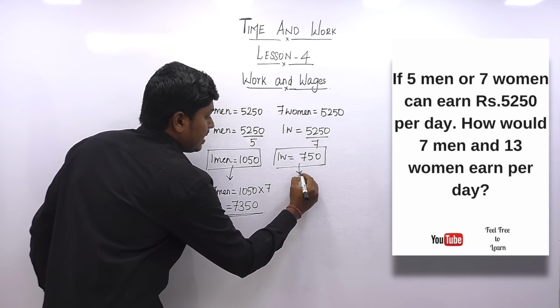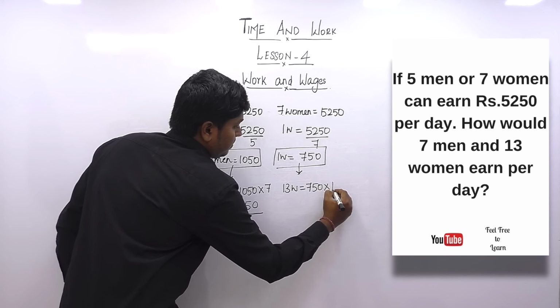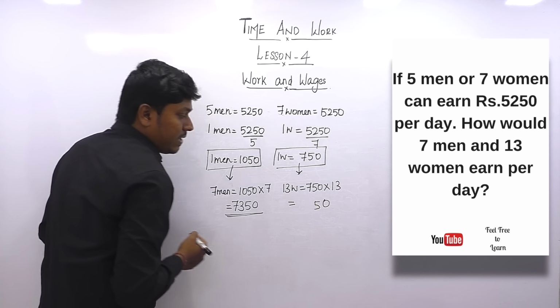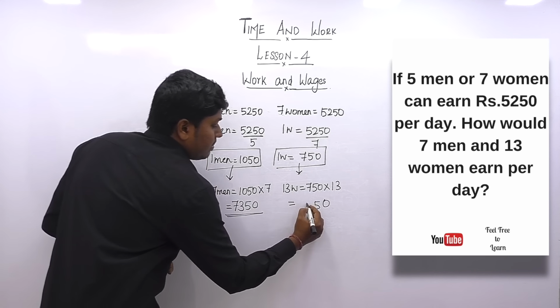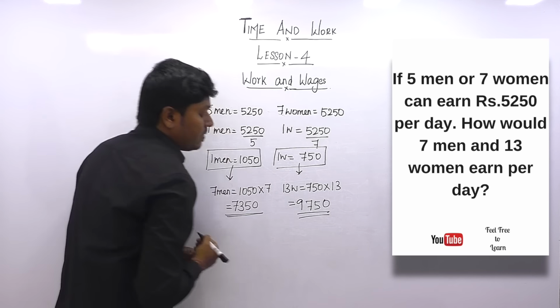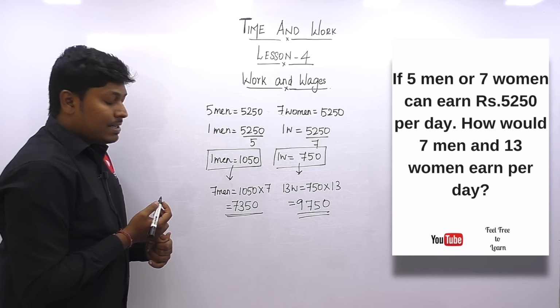So we can say that 13 women is equal to 750 into 13. So 5 threes are 15, remainder will be 1, 21, 6, 27. So this will be 7, remainder will be 2, that is 9. So 9750 will be the total earning of 13 women, and 7 men earn 7350.